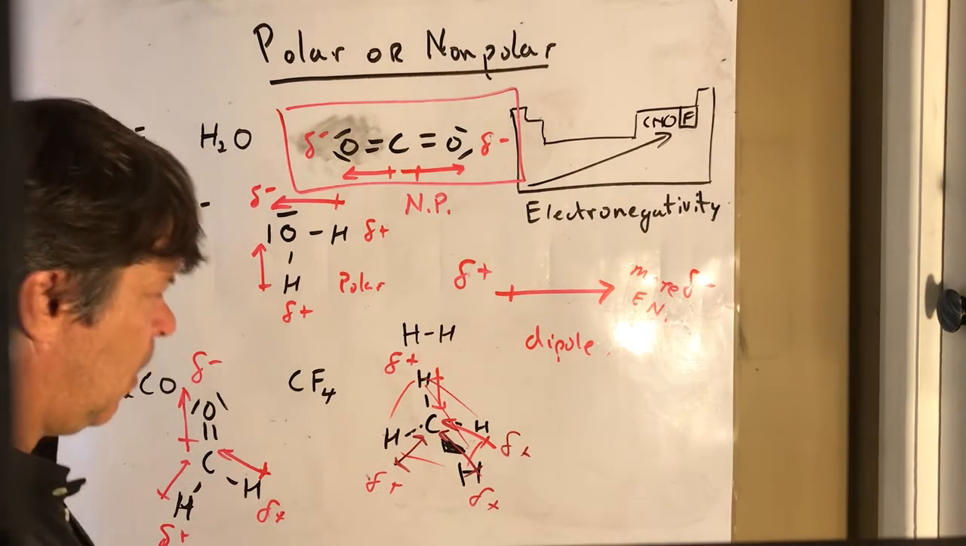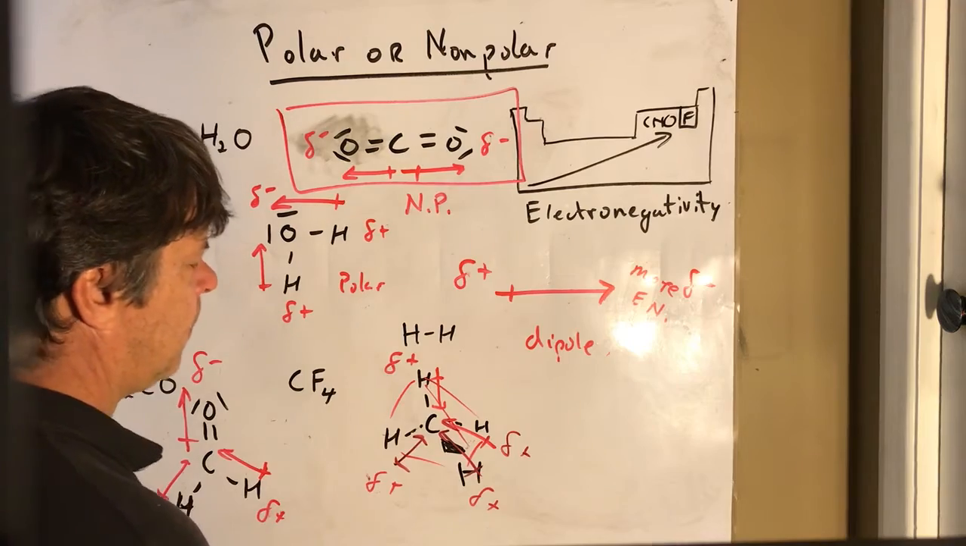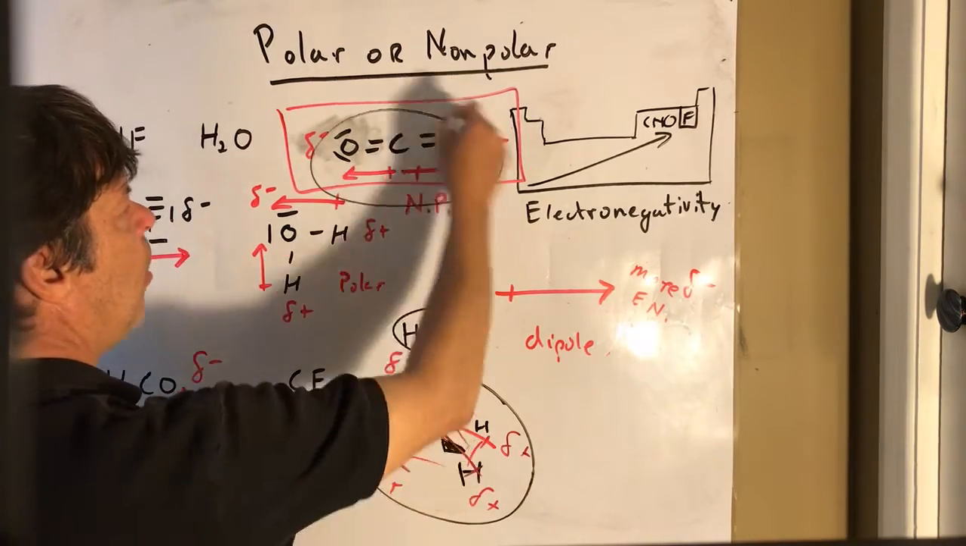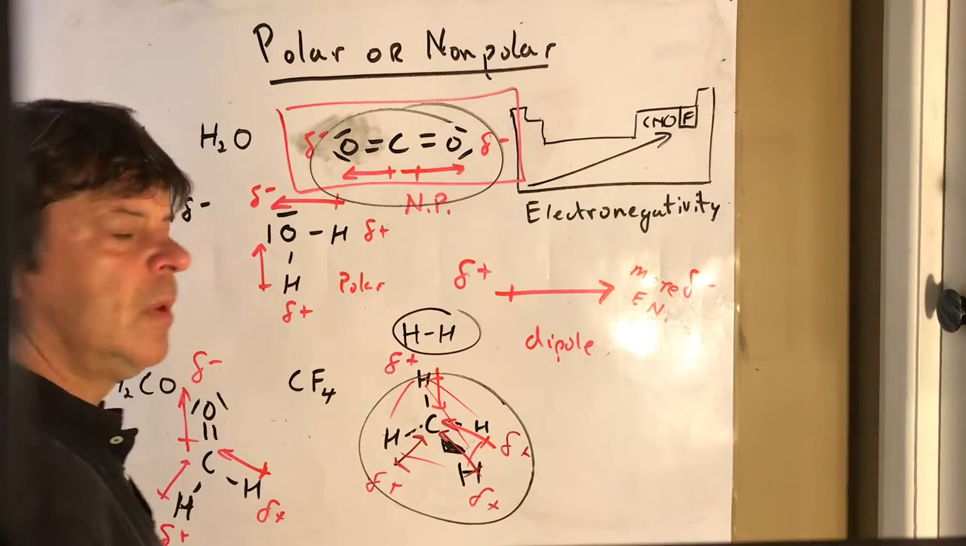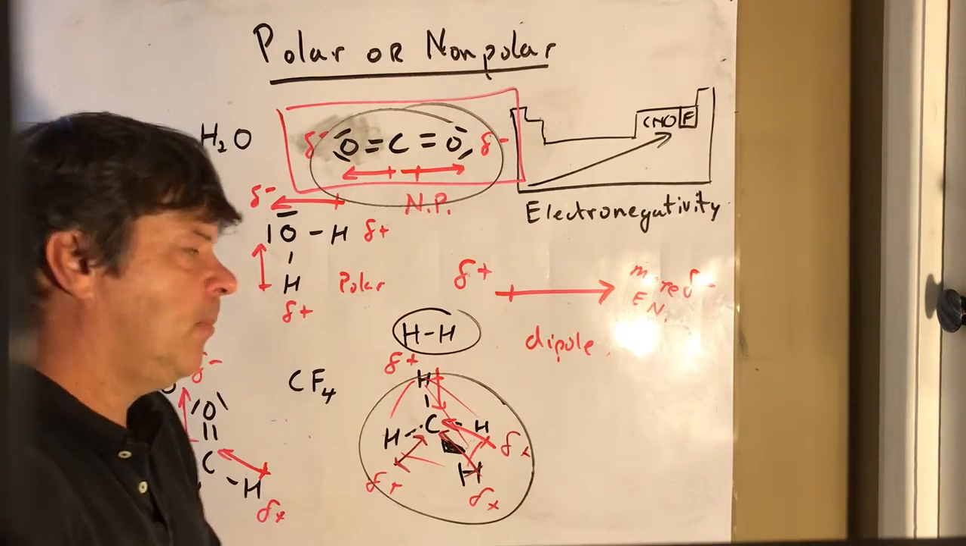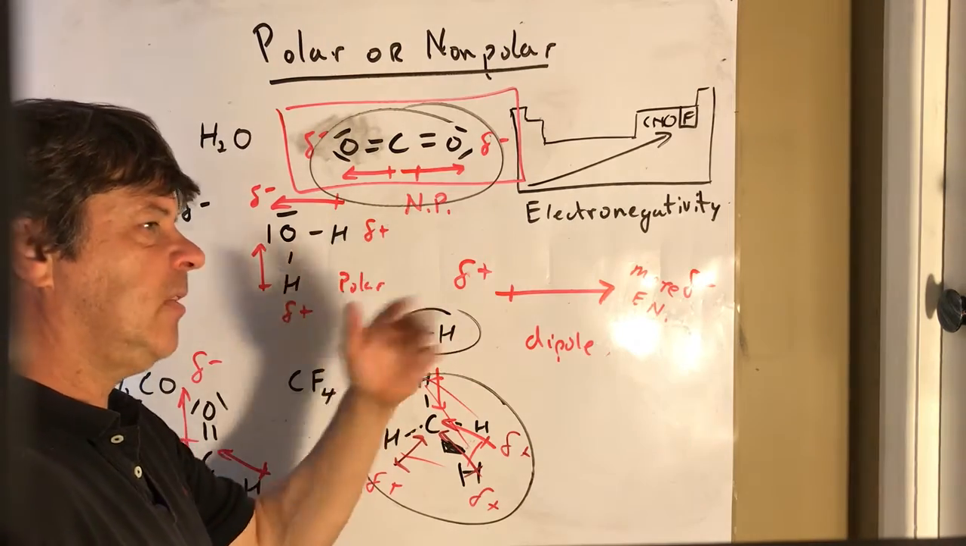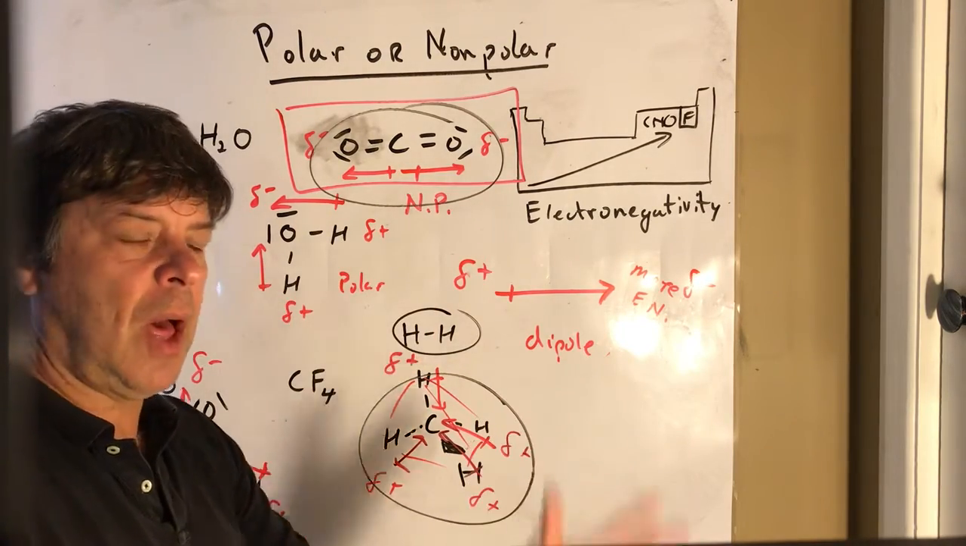Now notice these two here. Like, this is nonpolar, that's nonpolar, that's nonpolar. You know what they have in common? They're symmetrical, right? So if a molecule is symmetrical about all the axes, then it's going to be nonpolar as well.